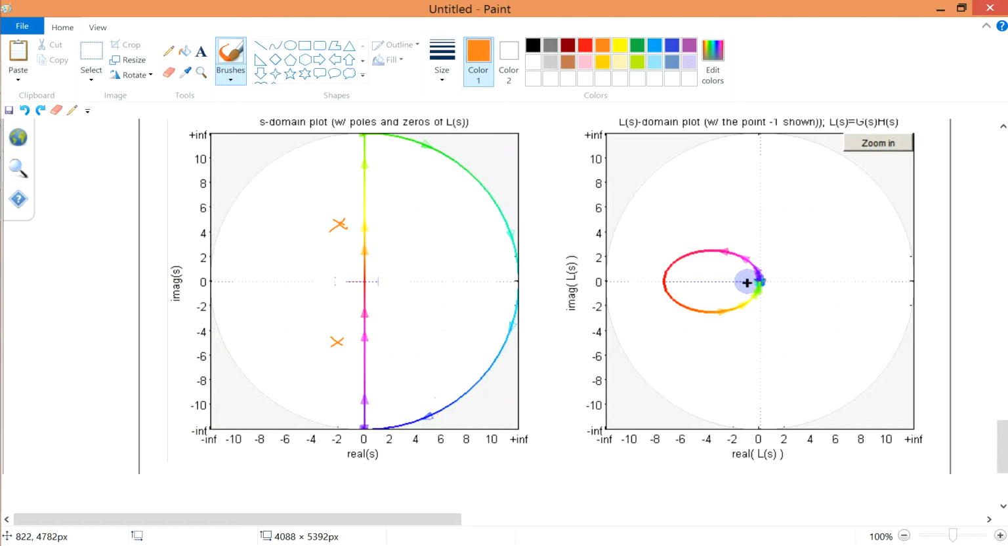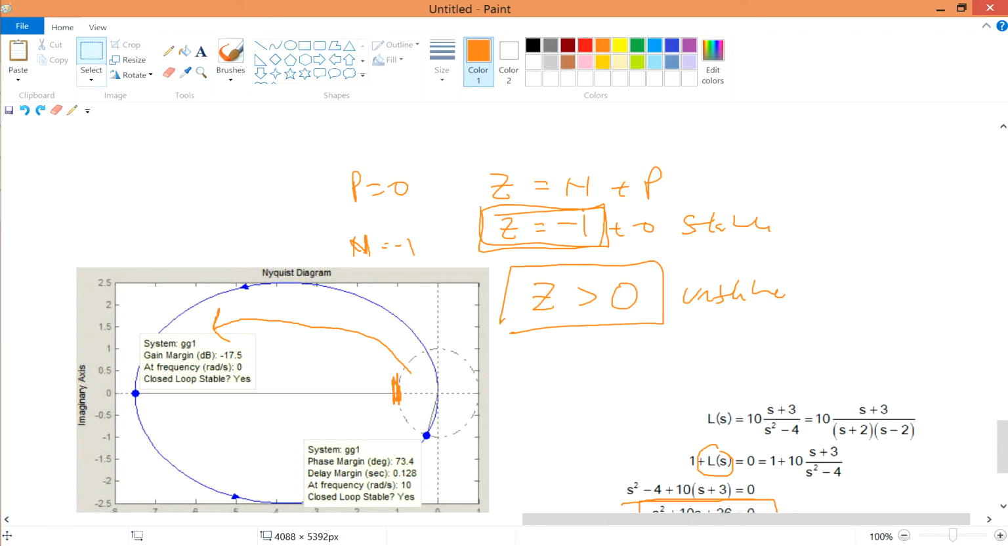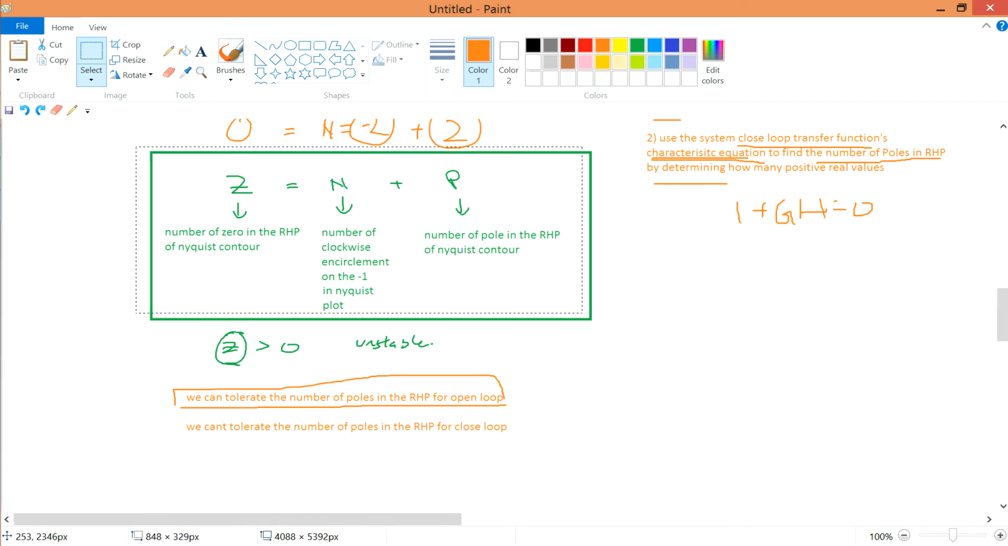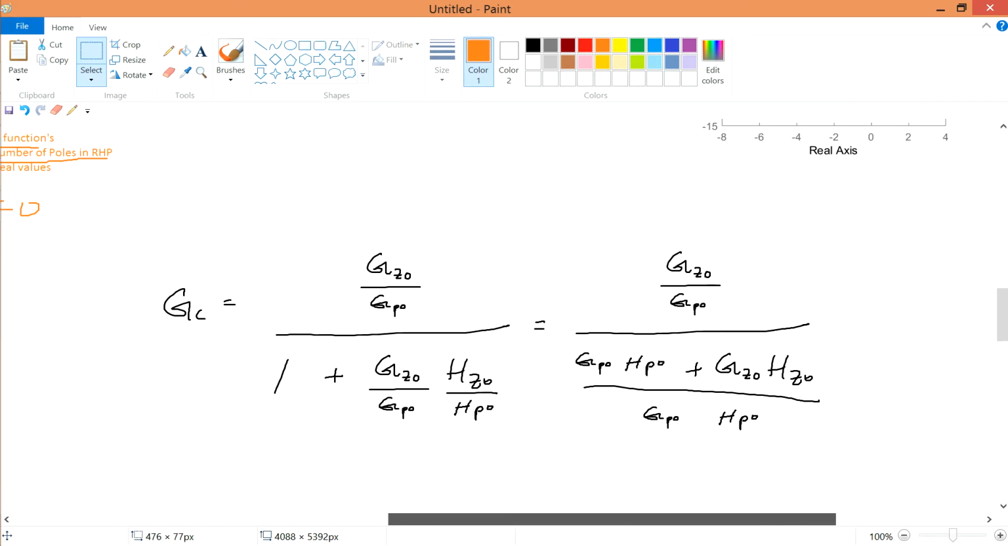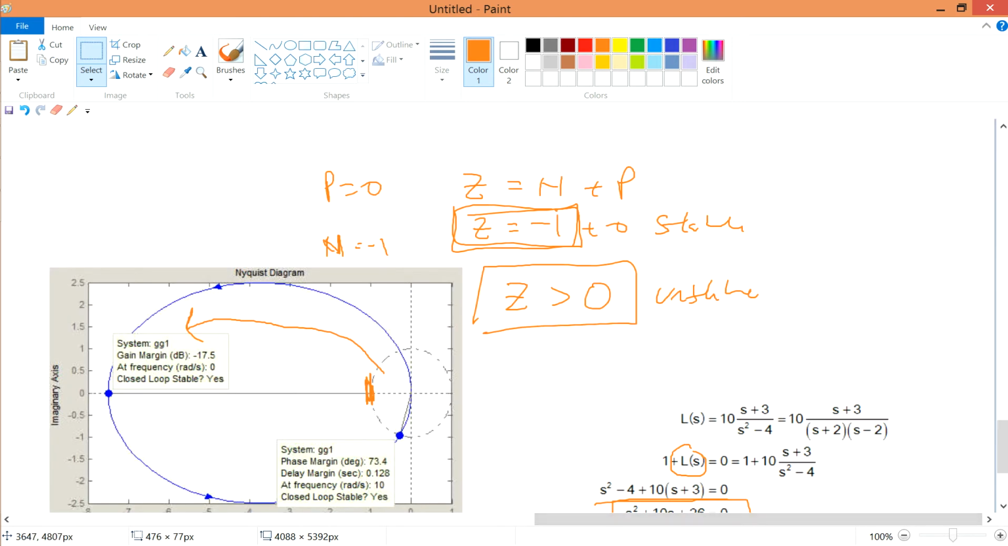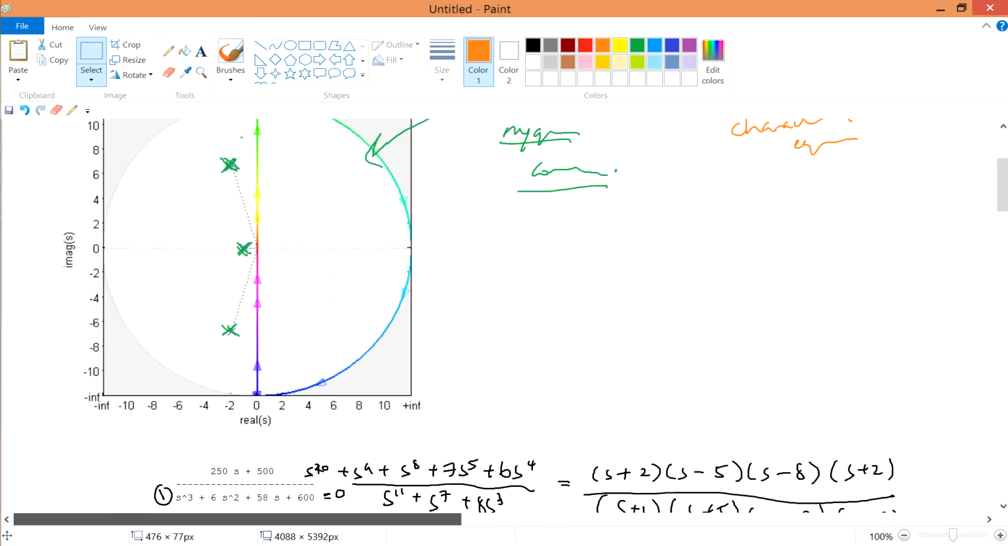In other words, at first I found my N, and then I found my P, and from here I can straight away know how many zeros there are in the right half plane from this calculation. So in this example, we have shown you the application of using this equation, and also the stability criterion, and how it helps us determine the stability of a system. Alright, and therefore I think this is it.